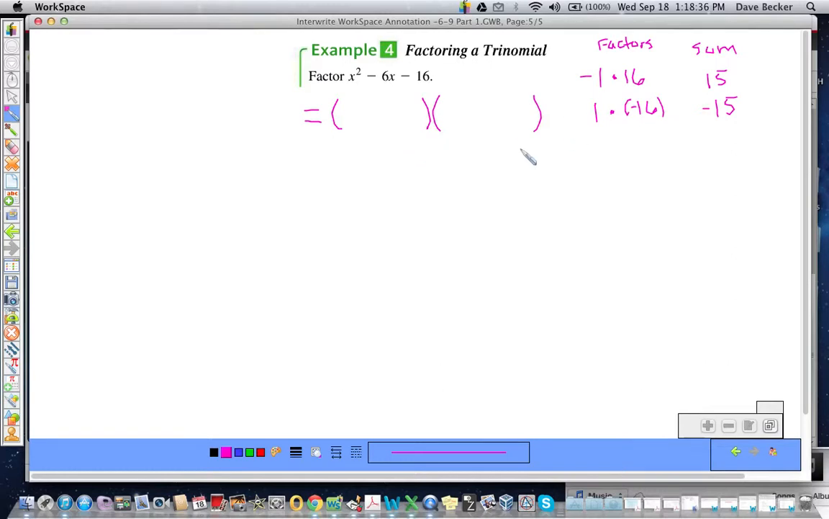So as you move forward, you're going to get better at this. Okay, so negative 2 times 8 gives me negative 16, right? But that gives me a positive 6, and I need a negative 6. Well, what about 2 times negative 8? That gives me negative 16 as well, and the sum is negative 6. Bazinga! So I just write in a plus 2 and a minus 8. How about them apples? And then what times what gives me x squared? That would be an x and an x. And so, there you have it.